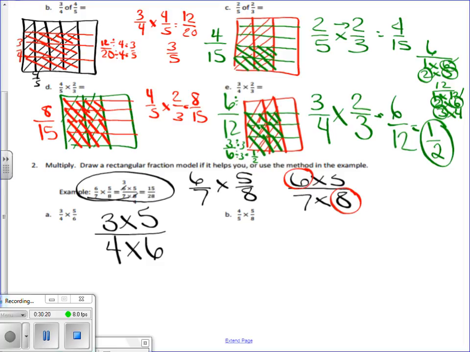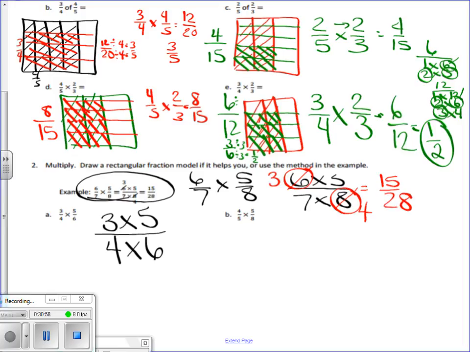And kind of like up here where I'm simplifying, you don't have to do this. But if you look and see and go, oh, there's a number that can go into both. Like 2. So 2 can go into 6. How many times? 3. 2 can go into 8. 4 times. So then you're already simplifying your fraction. 3 times 5 is 15. 7 times 4 is 28.